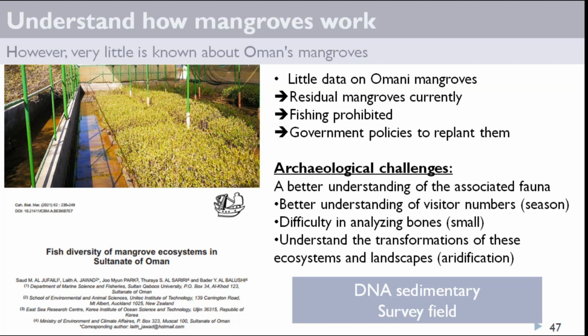And also there is still a question about the transformation of this ecosystem and landscape, and some questions about how the mangrove disappeared in Oman, etc. And for that, I would like to perform some field surveys. For now, there is a recent paper by an Omani team about the fish diversity in the mangrove ecosystem in the Sultanate of Oman. And I would like to have more contact with this team and other people working on mangrove diversity in Oman for a better understanding of this ecosystem.